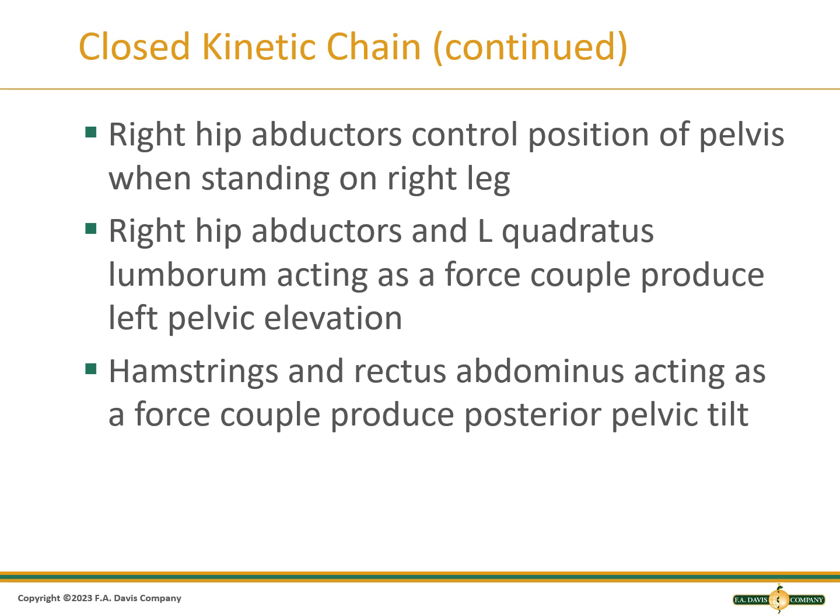Other examples of that are right hip abductors control the position of our pelvis when we're standing on our right leg. So when our left leg is in swing, we are maintaining a level pelvis with our right glute med. Our right hip abductors and left quadratus lumborum act as a force couple for left pelvic elevation. So if we were hip hiking, we would have involvement of our right glute med and our left QL. And our hamstrings and rectus, again, act as a force couple that produces the posterior pelvic tilt like we talked about on the last slide.